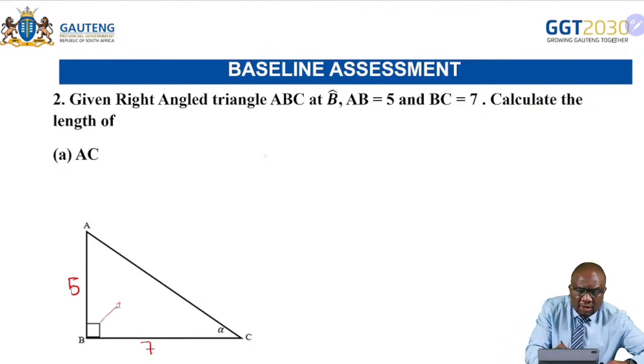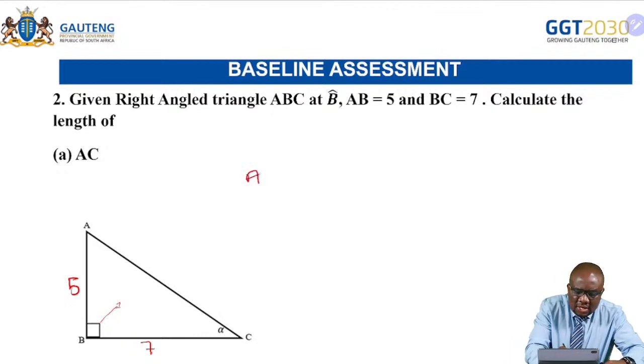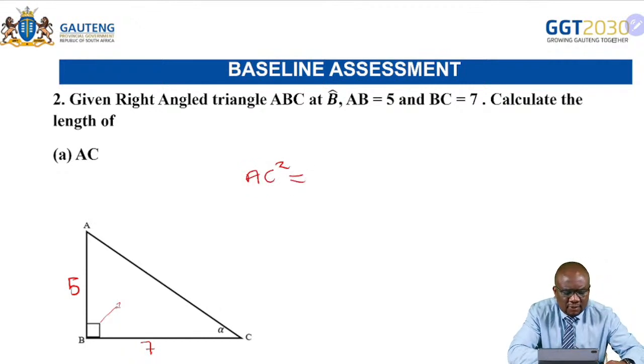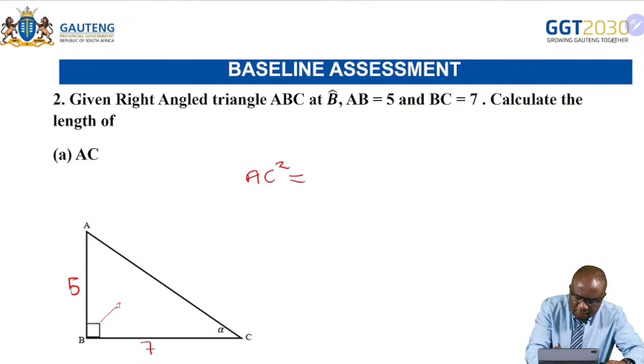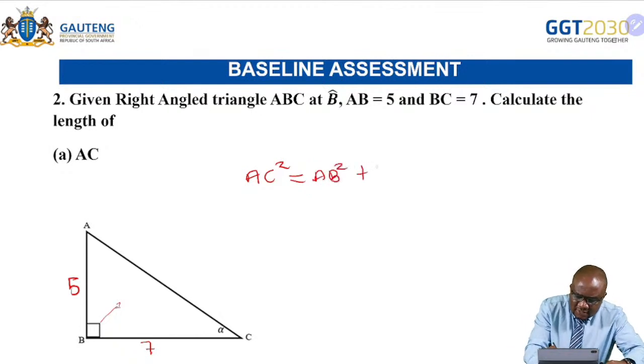So we're saying, according to the Pythagoras theorem, AC squared is equal to what? AB squared. Do you remember that? Plus what? Plus BC squared.